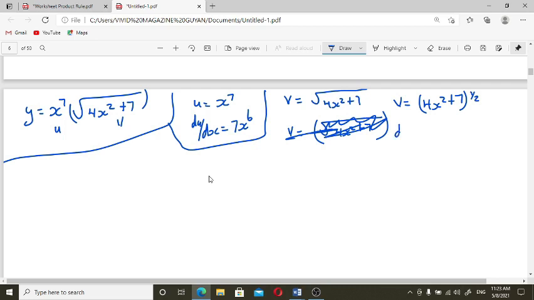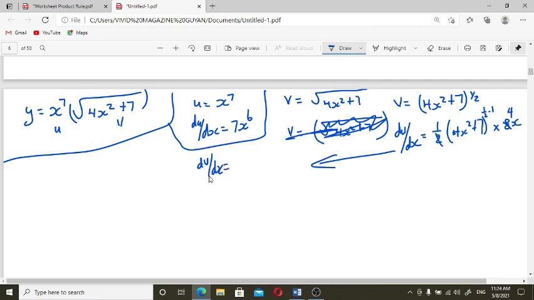So dv/dx is equal to a half of 4x squared plus 7, raised to a half minus 1, times 2 times 4, which is going to give me 8x. So this is 2, giving me here now 4. So I'm just going to direct my answer here just on the dv/dx.